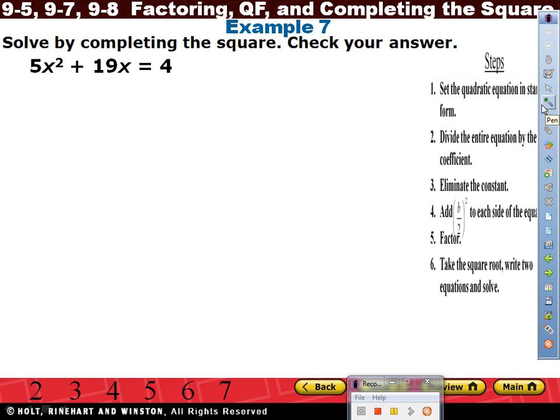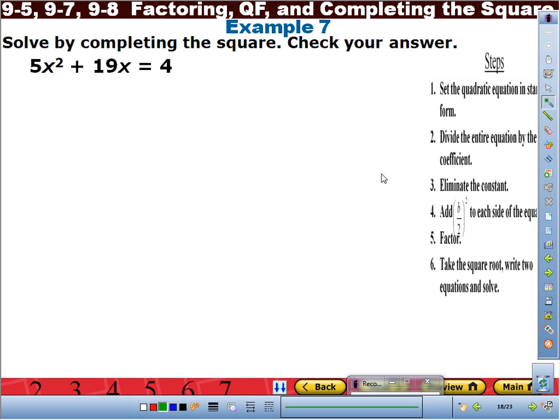5x squared plus 19x equals 4. 5x squared plus 19x equals 4. No? Oh, wow. That's all right. Nobody's perfect.